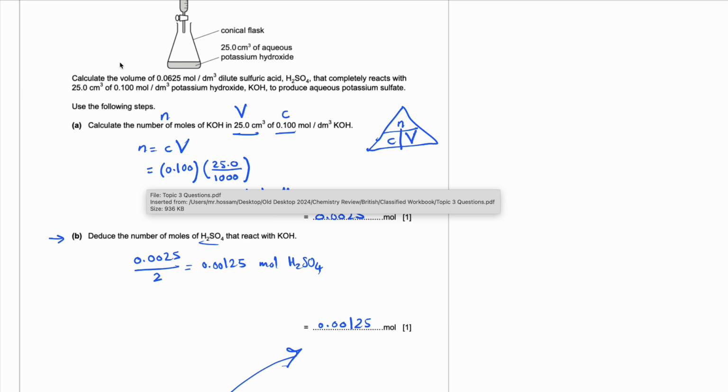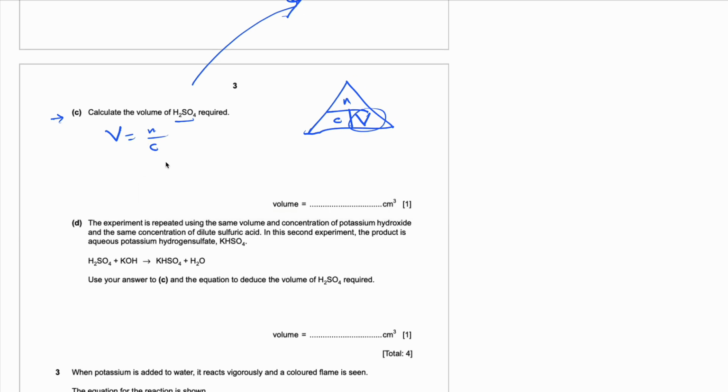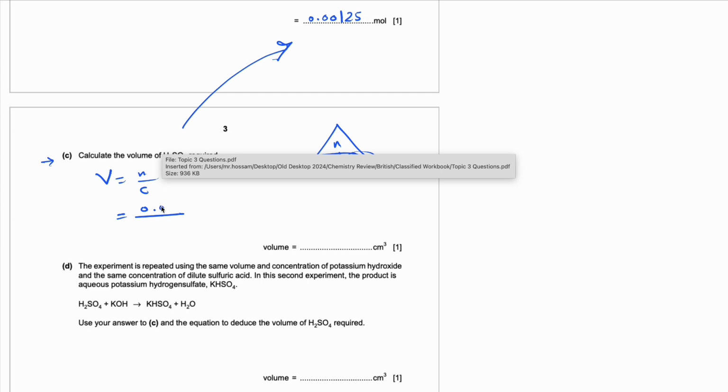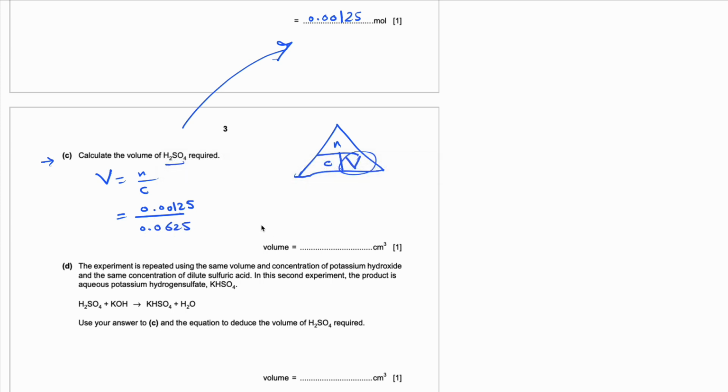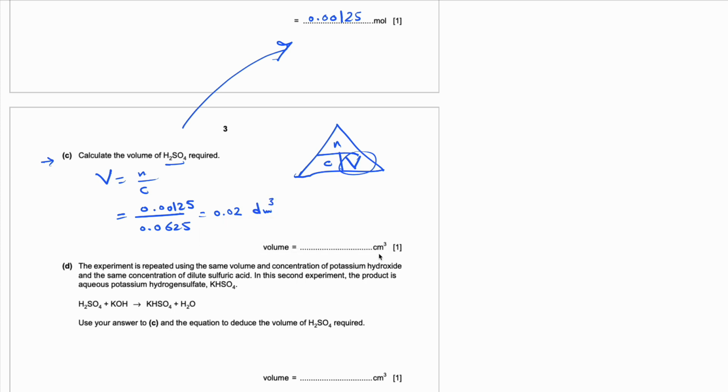Concentration of sulfuric acid, it was given as 0.0625. So we just need to plug in the numbers in that equation. So 0.00125 over 0.0625, the concentration of sulfuric acid. So the answer is going to be 0.02 cubic decimeter. But he's asking for cubic centimeter.